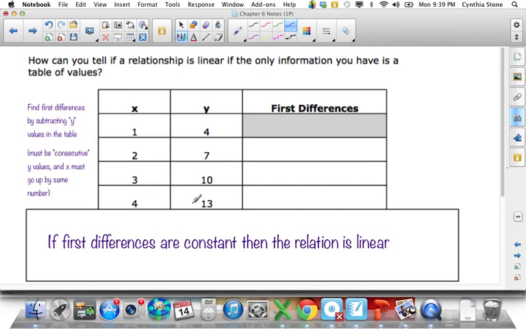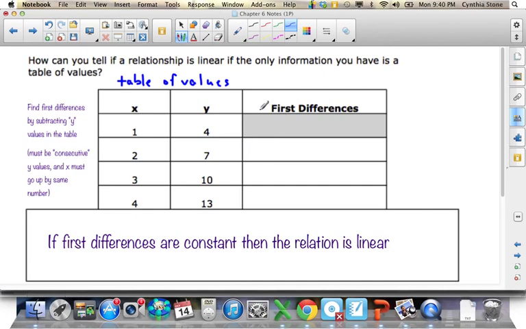So what if this is all I had? This is called a table of values, right? What it tells me is I've got a list of X values, X being what we call the independent variable, and this is my list of Y values, and I want to know if it's a linear relationship.